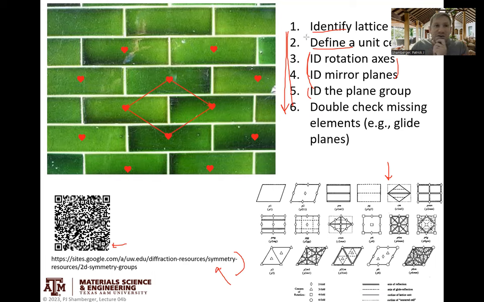So that is a unit cell. It's acceptable, follows all the rules. So I've done number 2. Now let me look for rotation axes and mirror planes. And in this pattern, the mirror planes seem to be really jumping out at me. So I'm going to do those first. And I'm going to see that there are mirror planes that are right along the edges of these bricks and that are right down the middle of the bricks going this way.